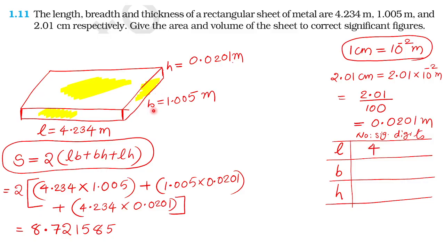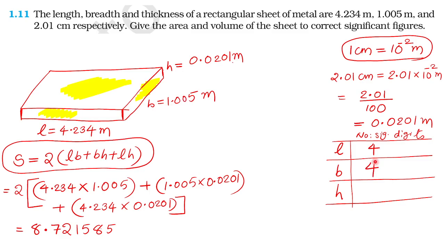B has how many significant digits? 1 is significant. The 0s are the middle zeros between 1 and 5. Understood? The 0s are between two non-zero digits, so they are middle zeros. So 1 is significant, 0, 0 are significant, 5 is significant. 4 significant figures.